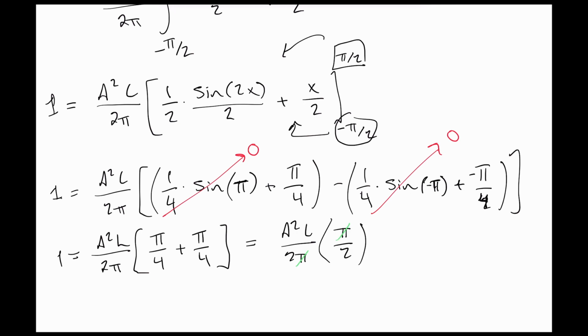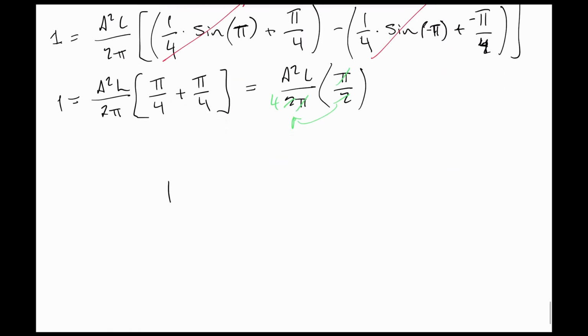We got a pi here, cancels with this pi. These two 2's combine, which gives us a 4. We got a squared L over 4. Nice. So now we have this final equation, a squared L over 4. If I multiply this 4 and this L, I get a squared is equal to 4 over L.